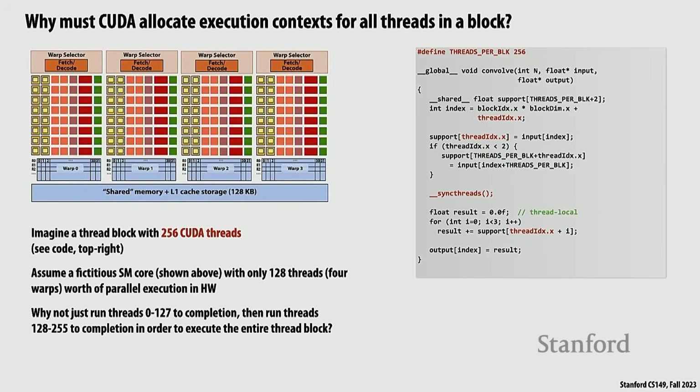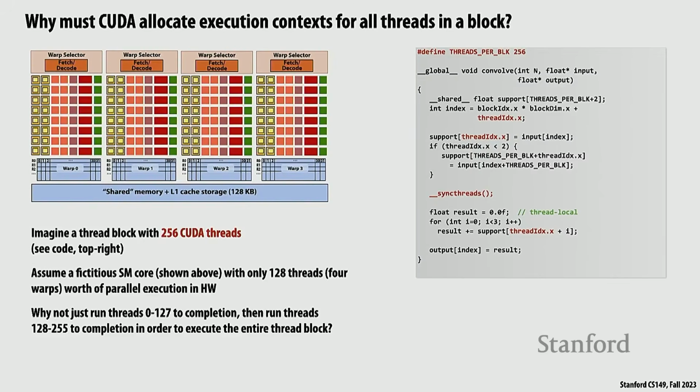But why are the rules of the programming model this way? Why don't they just say you can ask for as many threads per block as you want, and we're just going to run them? We're going to run the first half of the threads to completion, and then we'll run the next half. I'm still going to give you your shared memory. Yes, because based on what you know about the program, it is going to run more efficiently that way.